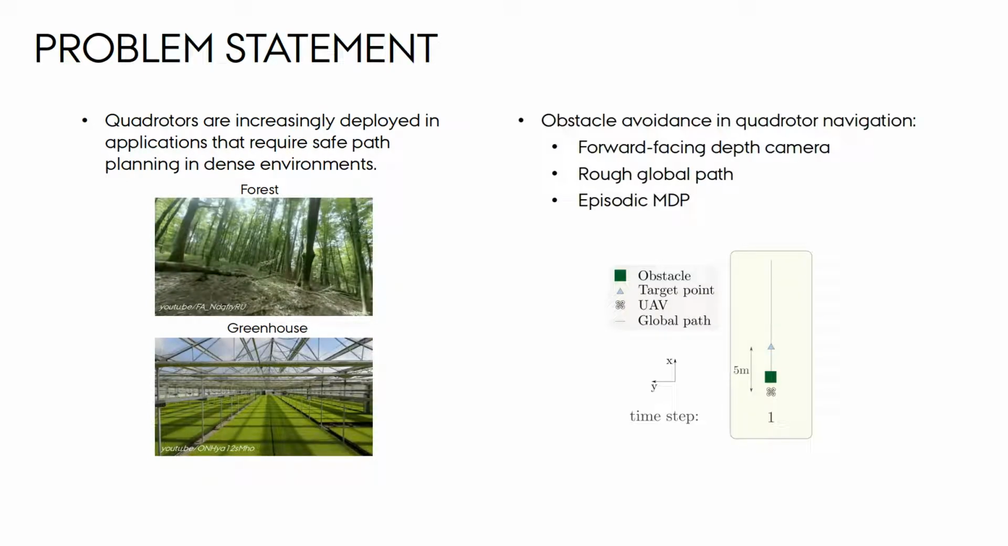We consider a quadrotor with a forward-facing depth camera and informed about a rough global path. The navigation problem is introduced in an episodic setting to enable reinforcement learning. At each time step, the agent receives the depth image and the target point on the global trajectory, and takes an action to transit to the next time step.